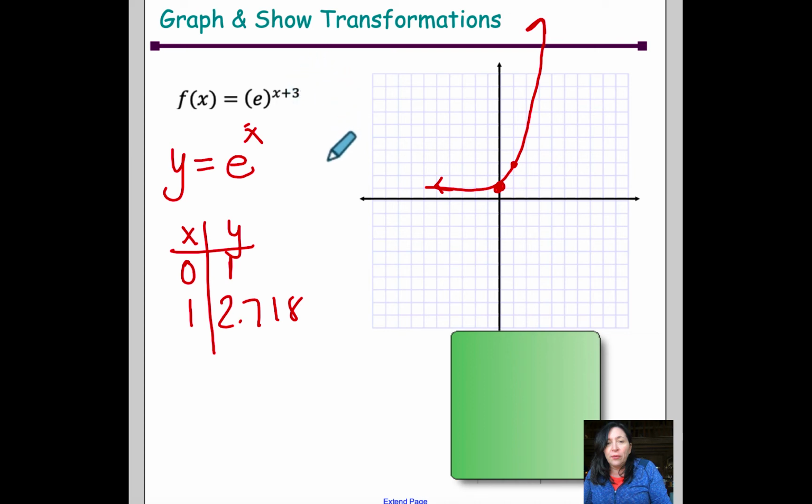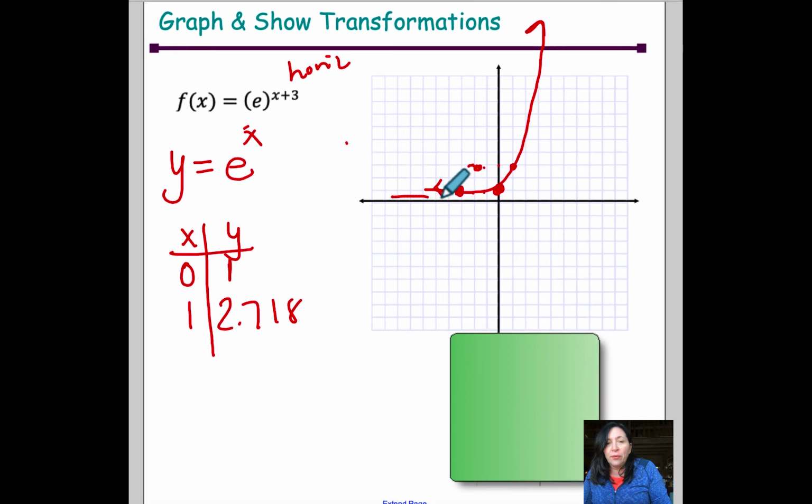All we're doing with this is plus 3, which means I'm going 3 to the left. This is my horizontal shift. If I had a number outside, like plus 4, this would be a vertical shift. But I don't have that, so there's no vertical shift. It's just move it to the left 3 units. So I can just physically go 1, 2, 3, new point, and then 1, 2, 3, new point. And now my new graph looks like this.